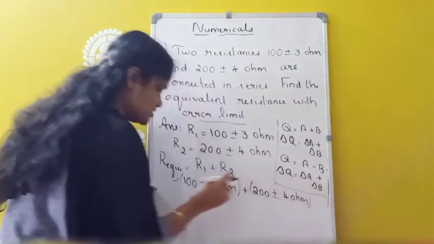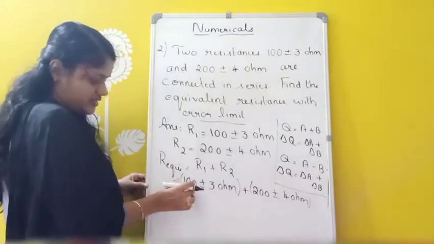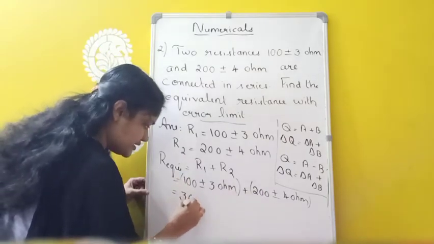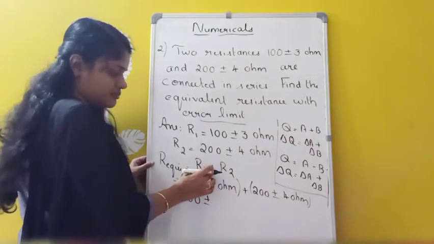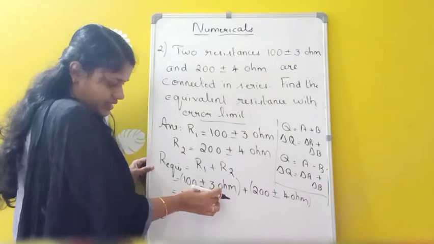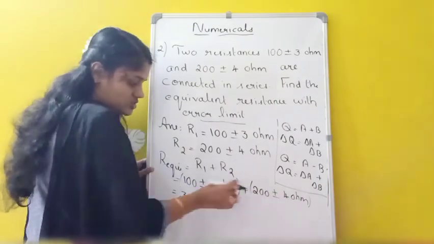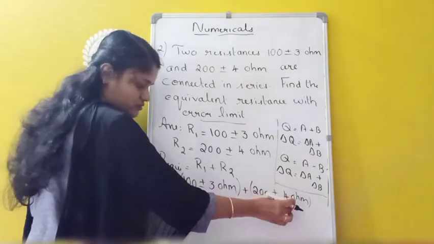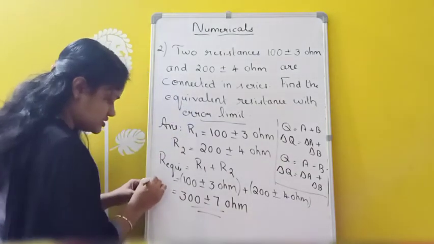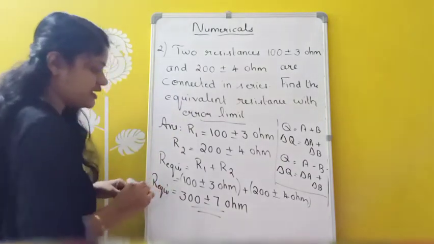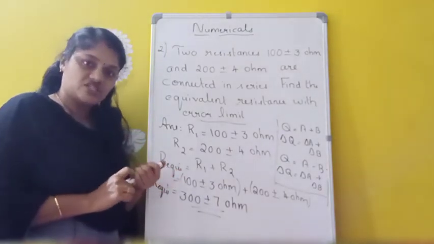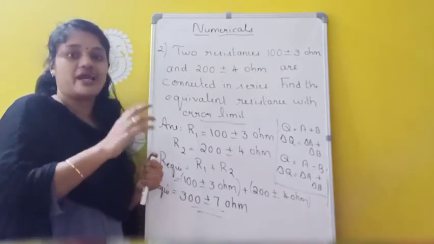So first we have to add the true values. What is the true value here? 100 plus 200 is how much? 300. Then I told you whenever a sum or difference comes, we will be adding the errors. So here also, the error in R1 is 3 and the error in R2 is 4. So we have to add this 3 and 4. How much will you be getting? 4 plus 3 is 7. So 7 ohm. So R equivalent equals 300 plus or minus 7 ohm. So in the case of addition as well as subtraction, we are always adding the errors.